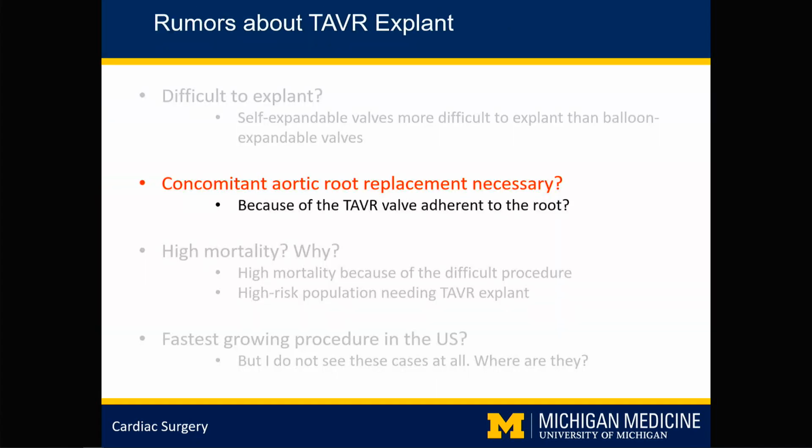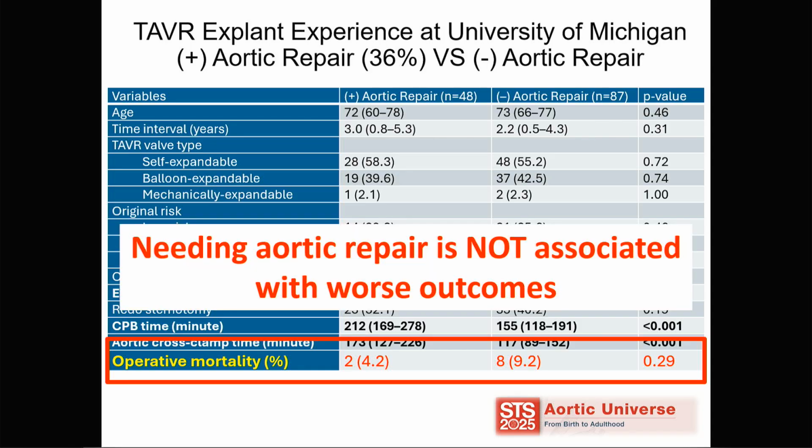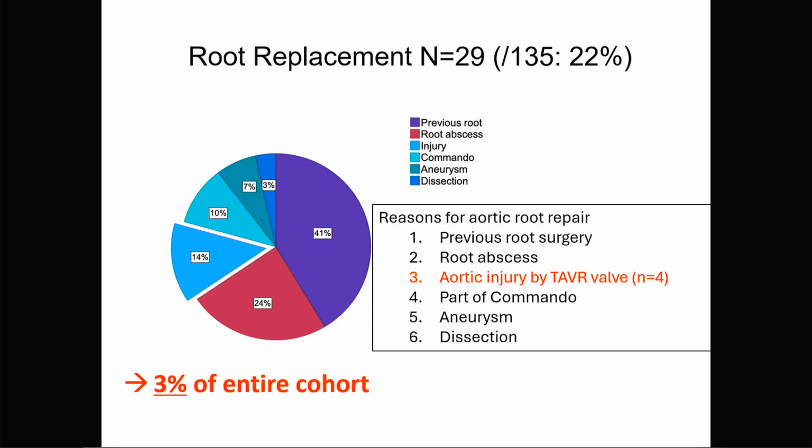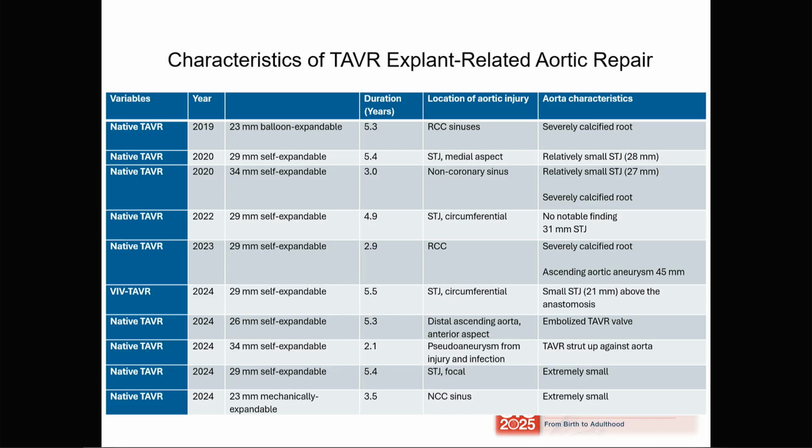So how about concomitant aortic replacement? This is the University of Michigan experience: about 36% of patients during TAVR explant ended up having some type of aortic repair, but the operative mortality was numerically lower compared with patients without aortic repair. So needing aortic repair is not associated with worse outcomes. And this is a breakdown. Many patients had aortic repair because of previous root surgery, root abscess, or aneurysm. But actual injury by the TAVR valve is a very, very small minority.